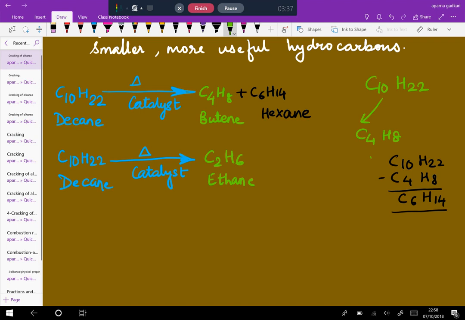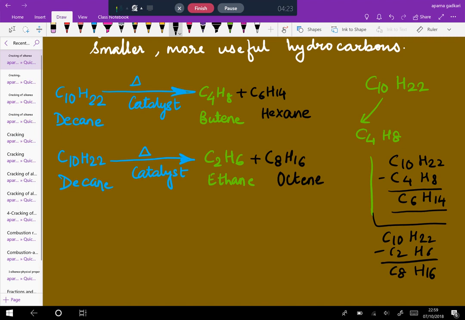Simple algebra again to find out our remaining products. You have basically C10H22 minus C2H6, so you get C8H16. So the other product can be C8H16. Again, hydrogen is double of your carbon, so therefore it can be the octene.